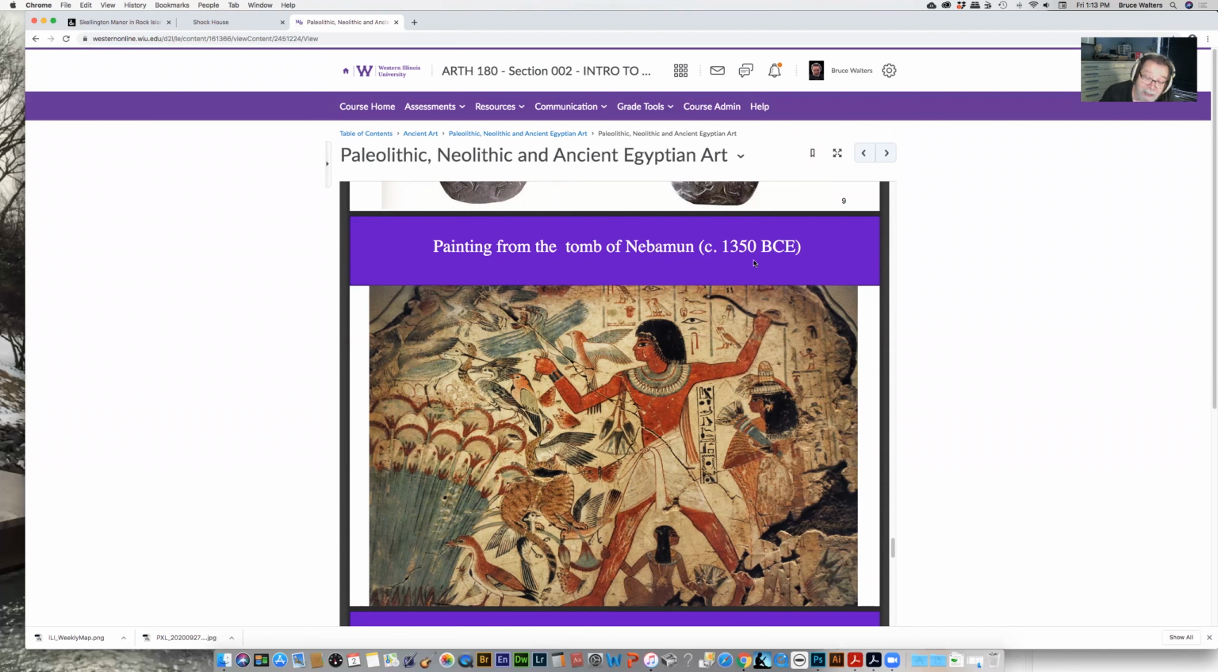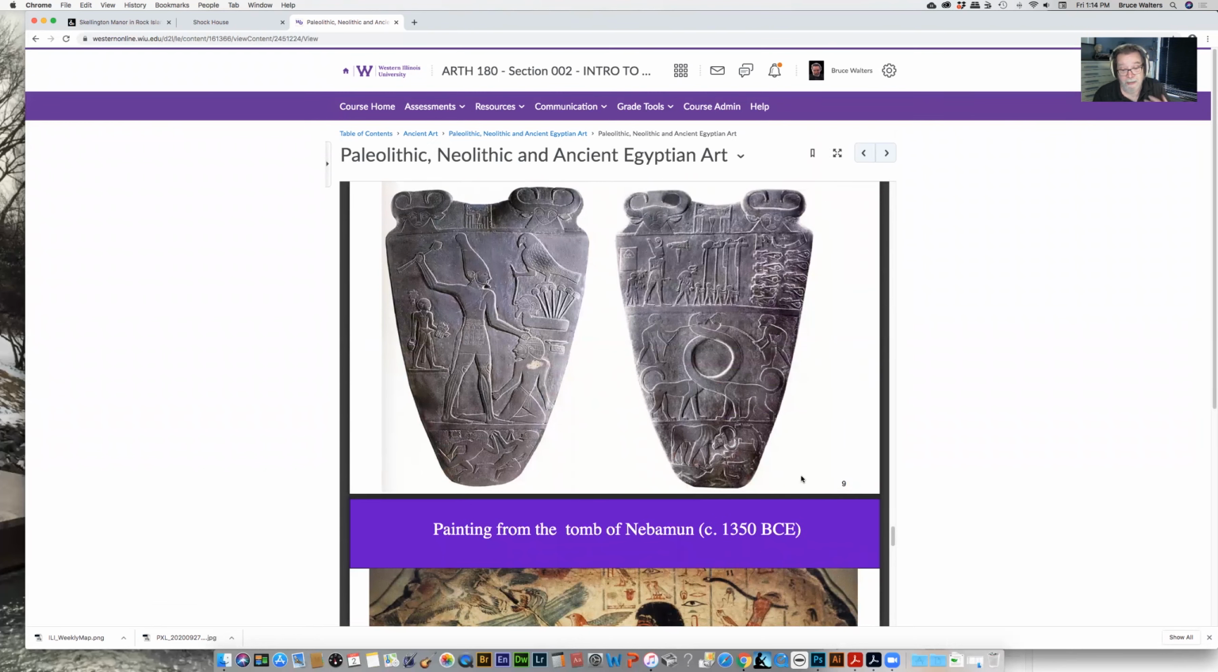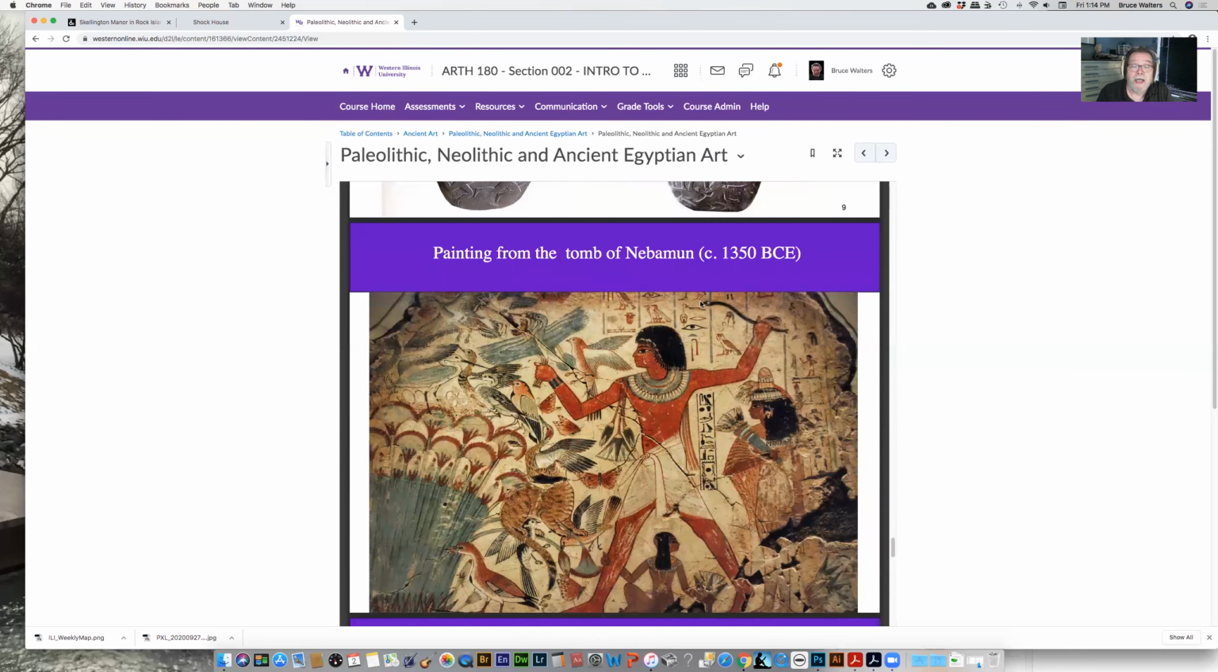I mean, that is the same distance in time from us to Jesus. So even though we have this cultural similarity, a tremendous amount of time has passed between the creation of this and this. We have this early form of picture writing. We have this stylized imagery. You know, people did not walk like this. They didn't walk like an Egyptian.